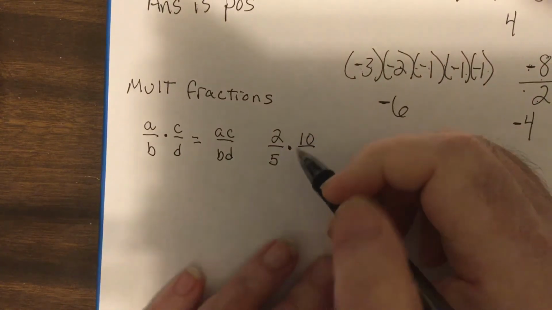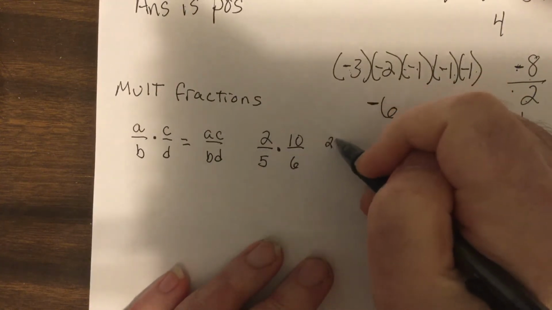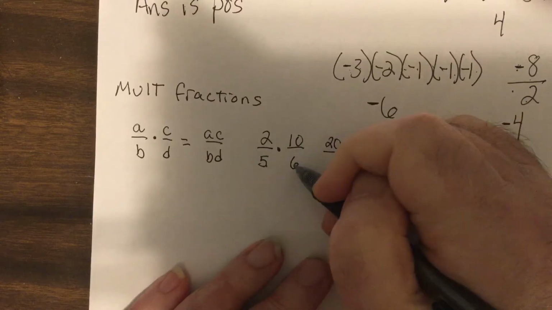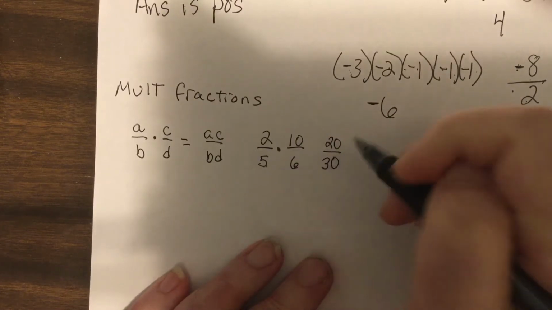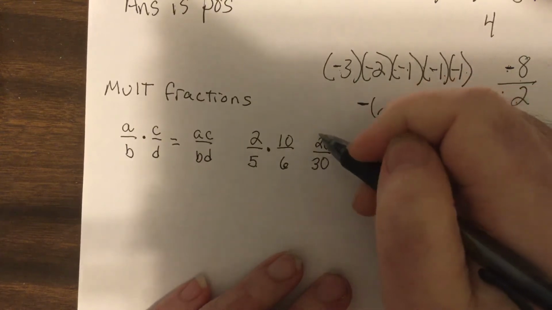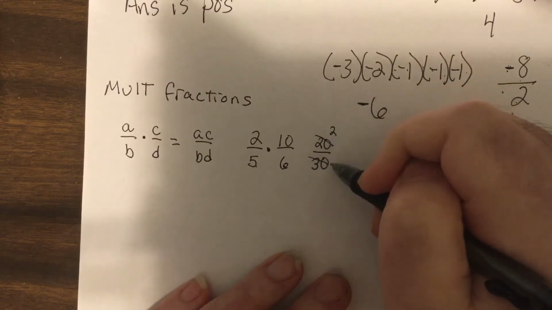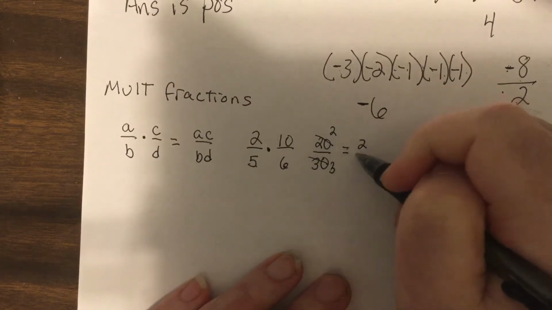So we could do two ways. We could multiply straight across. 2 times 10 is 20. 5 times 6 is 30. And then what's the biggest number that goes into 20 or 30? That would be 10. So we could reduce both numbers by 10. So the answer is 2/3.